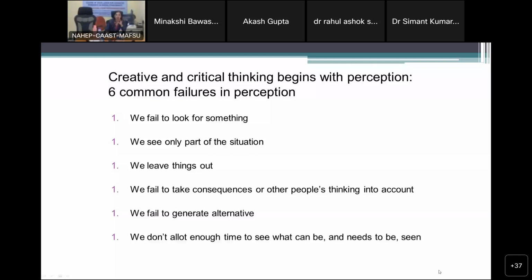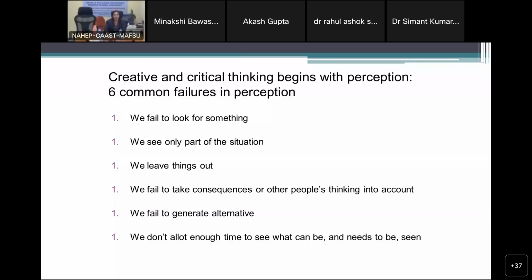If there are no alternatives, we spoke yesterday, alternate routes, correct? If you get stuck, you need to find the alternate route. And we don't allot enough time to see what can be done and what needs to be done. So if we are doing all this, then we will not get the solution we are looking for, and the decisions are not going to be that impactful.